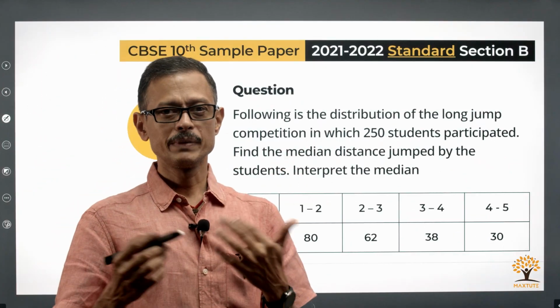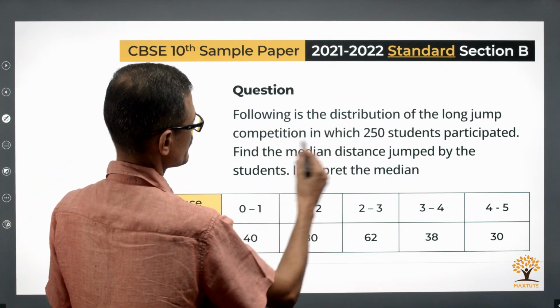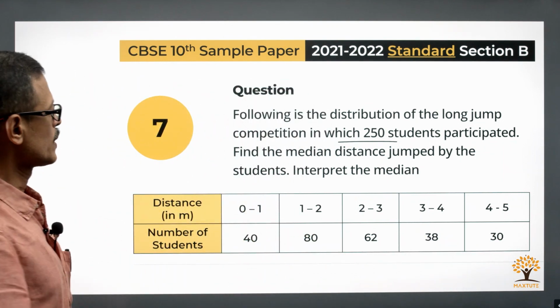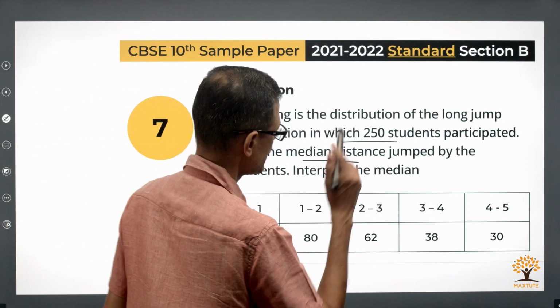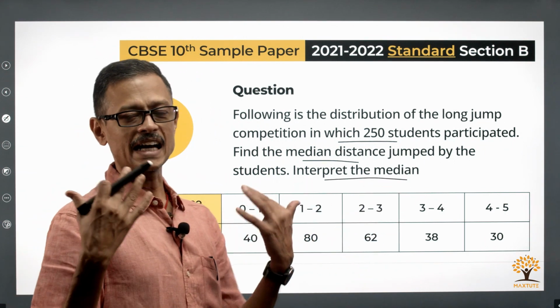The second question is about median. This is also a 2-mark question, right? Following the distribution of long distance competition in which 250 students participated. So total number of students, this count is going to be equal to 250. What we need to find out is the median distance jumped by these 250 students, and we need to interpret what does this median actually mean.